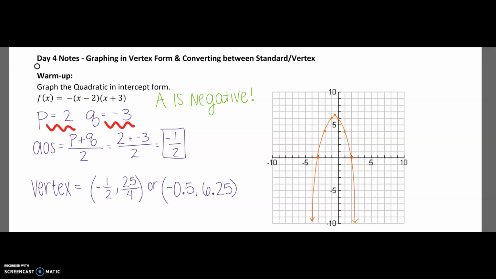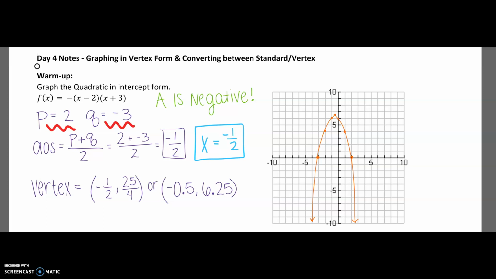From the notes on day 3, we can use the equation to find my axis of symmetry, which is P plus Q over 2. So I plugged in my P and Q value and found my axis of symmetry. Remember, we talked about when we find our axis of symmetry, we always want to write it as x equals -1/2. Mainly x equals because it is a line.